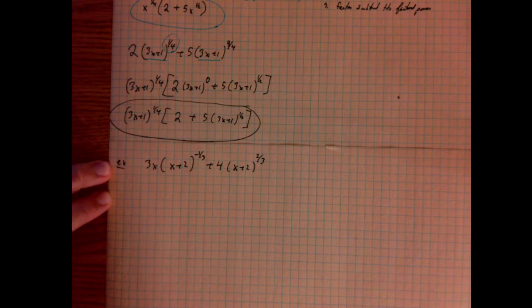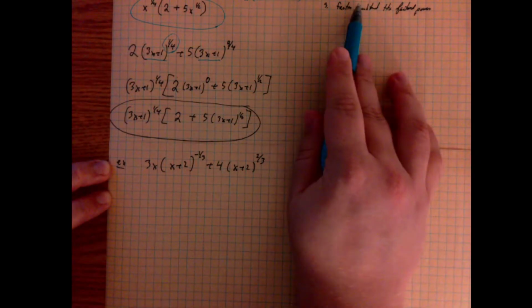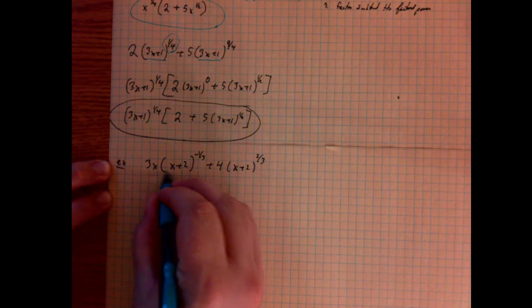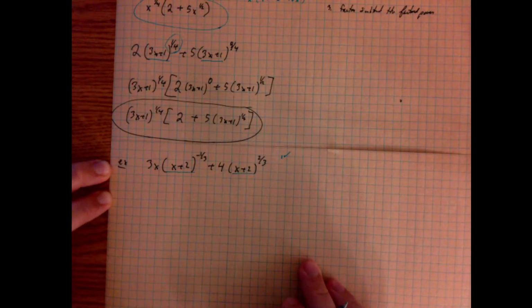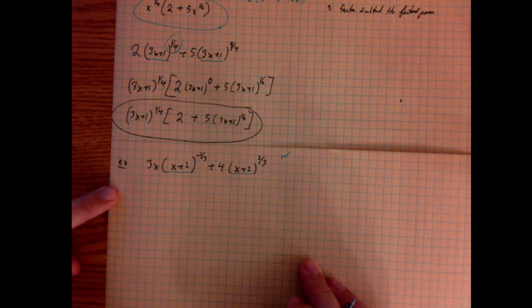Okay, let's make sure we go through our steps. Step 1, we want to make sure these are the same. This is the same, this is the same, so the first thing is done. We have to make sure these match, otherwise we can't do this.